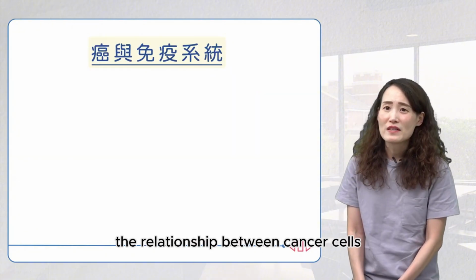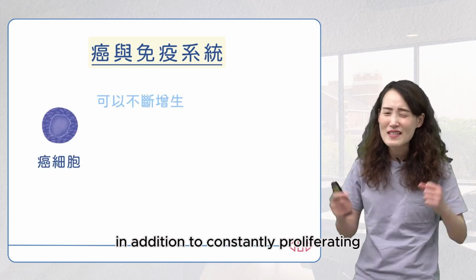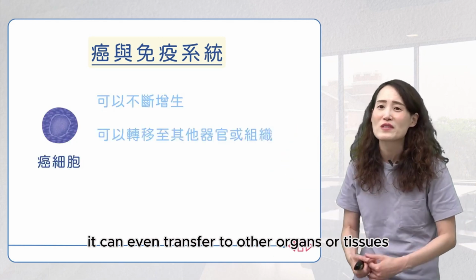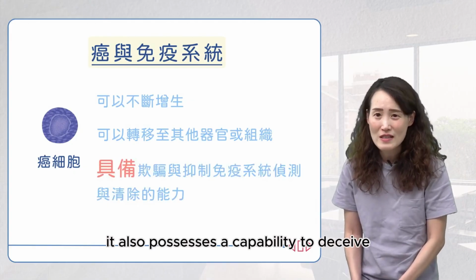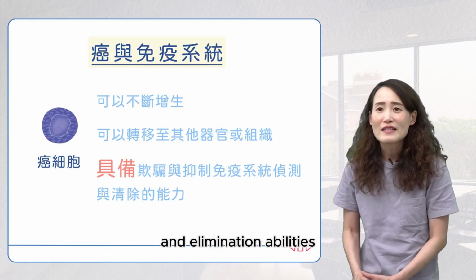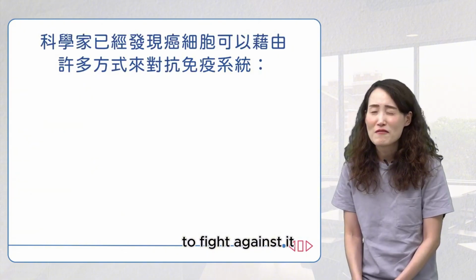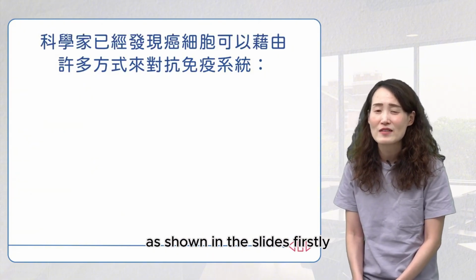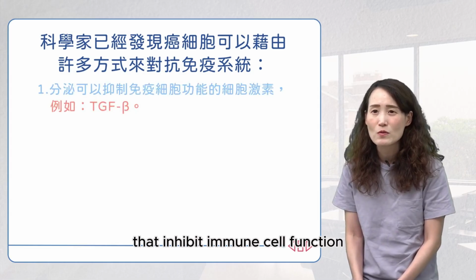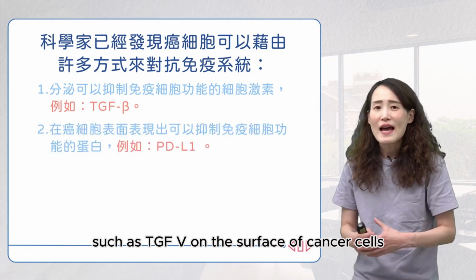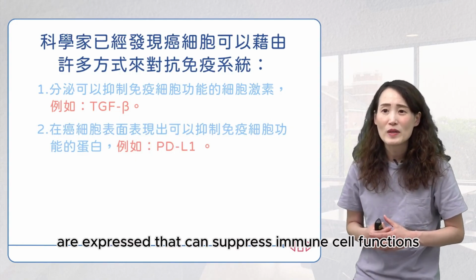Now the teacher will discuss the relationship between cancer cells and the immune system. Cancer cells, in addition to constantly proliferating, can even transfer to other organs or tissues. They also possess a capability to deceive and suppress the immune system's detection and elimination abilities. Cancer cells use the immune system to fight against it. Scientists have identified 4 ways, as shown in the slides. Firstly, they can secrete cytokines that inhibit immune cell function, such as TGF-β. On the surface of cancer cells, proteins like PD-L1 are expressed that can suppress immune cell functions.